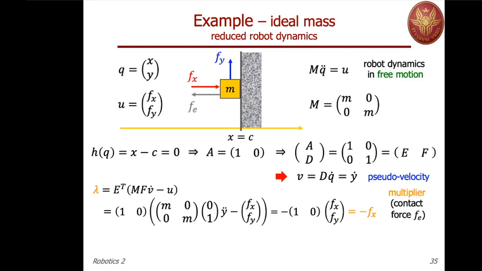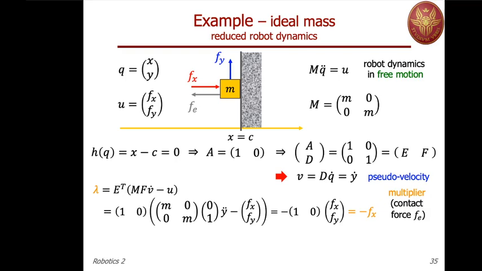When we do the product, we see that the first block vanishes completely, because this is 0, in fact, if you do the actual product. And what remains is just, with a minus sign, 1, 0 multiplied by fx, fy, so minus fx. So again, we find the same situation as before, that the multiplier is the contact force and is equal to minus Fx, whatever Fx we are applying, positive or negative, and accordingly the multiplier will be negative or positive.